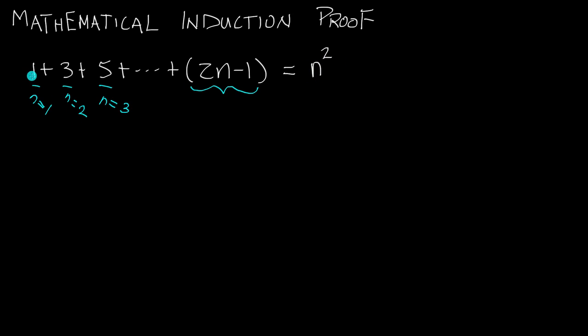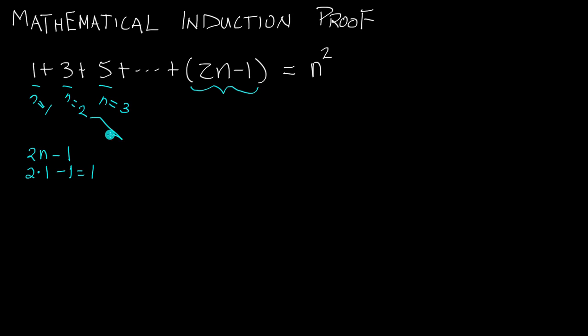So how exactly is 1 representative of the 2n minus 1? Well, since n equals 1 for that first term, we have 2 times 1 minus 1, and that is equal to 1. So that's how we get 1 for our n equals 1 term here.